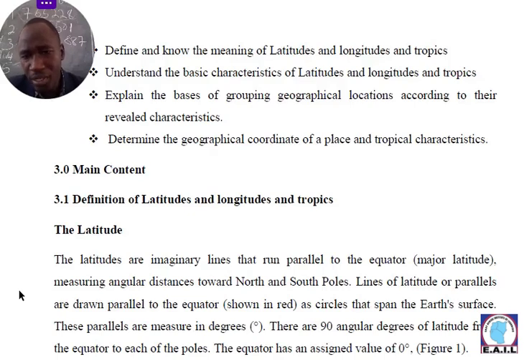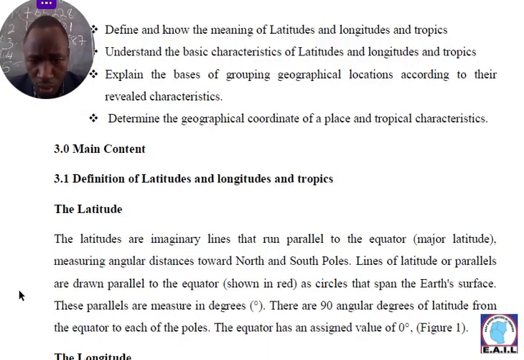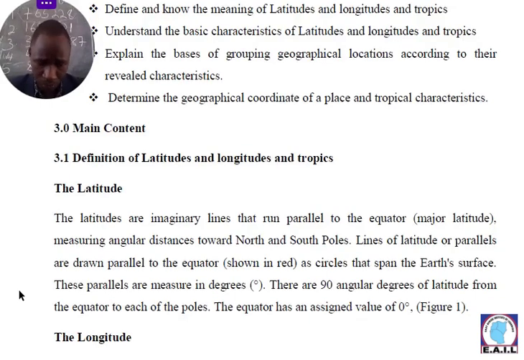Now, when you look at these latitudes, the parallel lines drawn to the equator, they play a vital role in terms of time, and also in terms of location. We are saying that these lines are at an angular distance of up to 90 degrees. In other words, the equator runs at an angle value of 0 degrees.